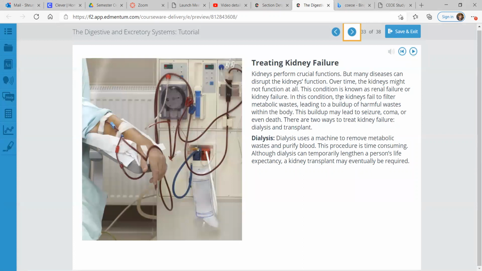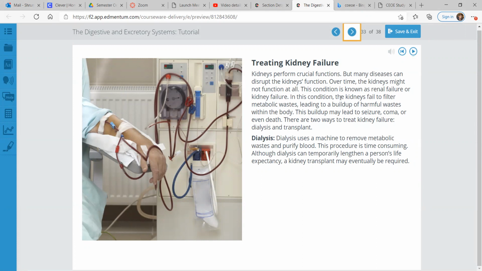Treating kidney failure. Kidneys perform crucial functions, but many diseases can disrupt the kidney's function. Over time, the kidneys might not function at all. This condition is known as renal failure or kidney failure. In this condition, the kidney fails to filter metabolic wastes, leading to a buildup of harmful waste within the body. This buildup may lead to seizure, coma, or even death.